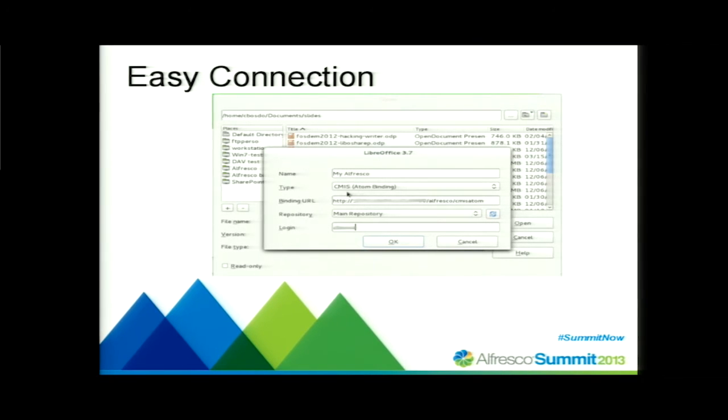Here you can see you can add a new place. We'll see that a bit later in the demo, but I'm selecting here a new type of connection. In fact, that dialog changed a bit since the screenshot, so this was the initial one. I can just say this is a CMIS repository, and this is the binding URL, and I'm connecting to that.